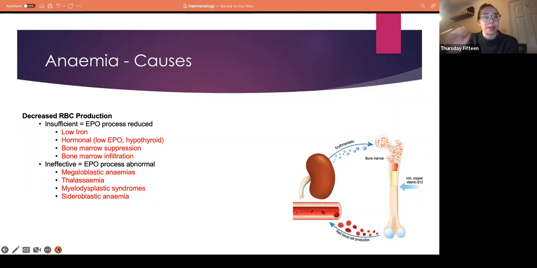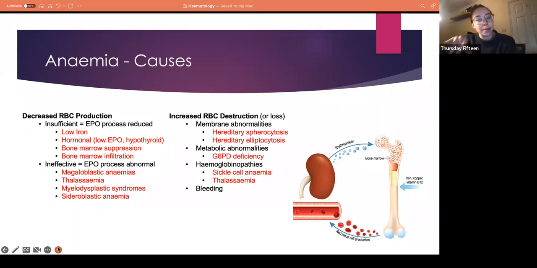Sideroblastic anemia is basically where the red cells can't form the molecule heme, and that leads to deposits of iron in the mitochondria, which forms a ring around the nucleus that they call a sideroblast. It's a bit rogue. It can be congenital or acquired, but we won't talk about it any more than that. You just need to know that it's a cause of anemia.